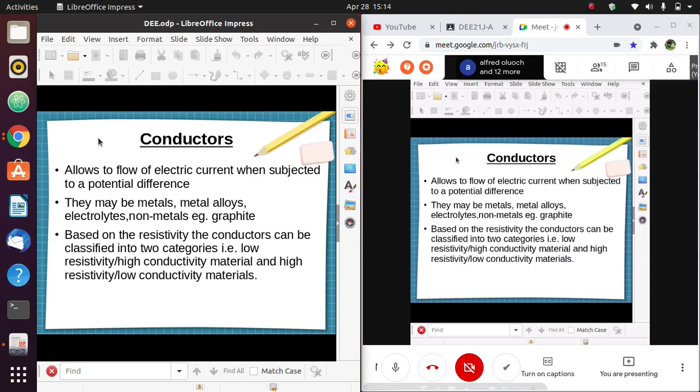Now, conductors can be metals, metal alloys, electrolytes, and non-metals. Metals, ambazo zinaweza conduct stima ni kama zipi? Give me an example. Copper, silver. There's so many. Metal alloys. When you mix certain metals, then the electrical conductivity also increases. Non-metals kama graphite. Ndio maana huwa mnaambia msiweke penseli katika socket. Utapigwa shock, lakini watu wasikizi. Utaona mtu anaingiza penseli katika socket.